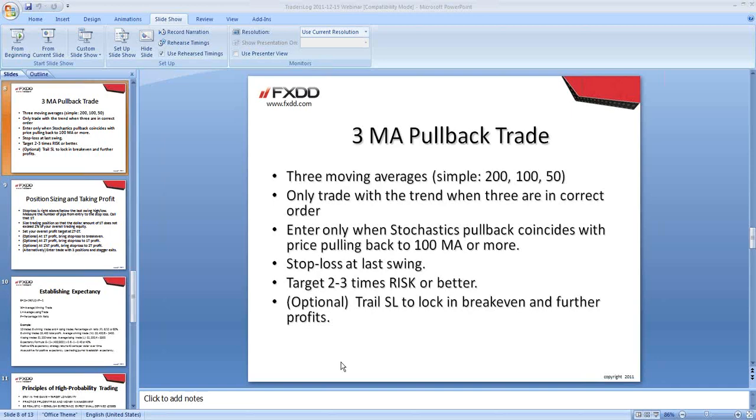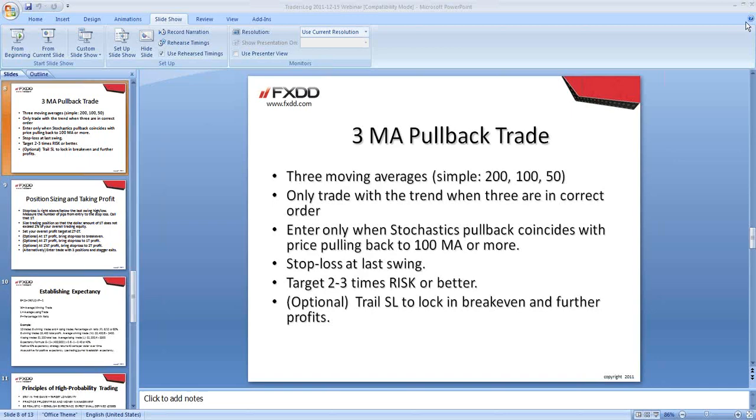Okay. So once again, with stochastics in an uptrend, the stochastics should have been underneath oversold or at oversold, at the 20 line or underneath the 20 line, and then crossing above. In a downtrend, the stochastics should have been above the 80 line or at the 80 line and then crossing down. Okay? Hopefully that makes sense.